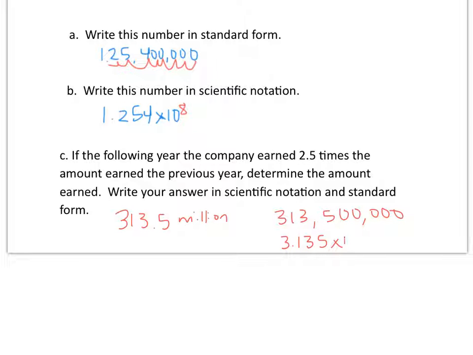and then into scientific notation, 3.135 times 10 to the, and again, we'll probably have the same exponent as above, but let's just double check. 1, 2, 3, 4, 5, 6, 7, 8. So 3.135 times 10 to the 8th, and that would be my answer in scientific notation and standard form.